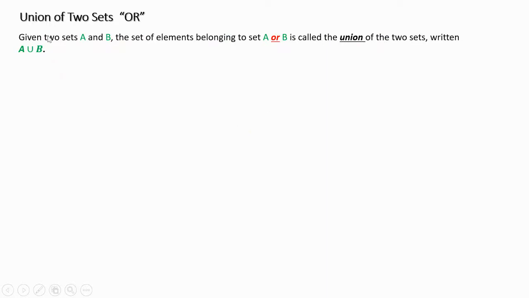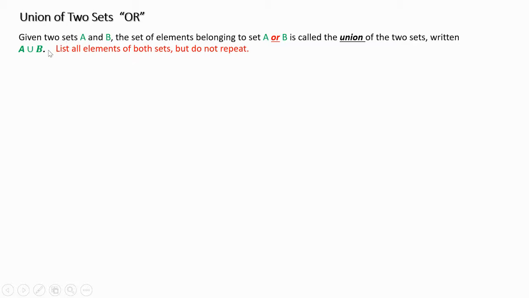Okay, now comes the union. Union means union of two sets, or the word or, because it's one or the other. Given two sets, A and B, the set of elements belonging to set A or B is called the union of the two sets, written as A union B.